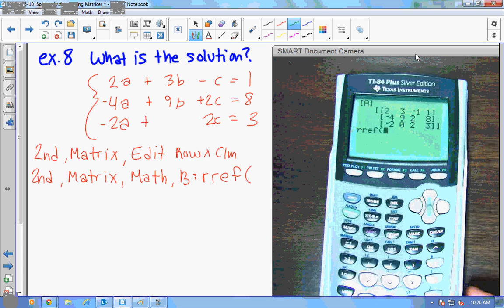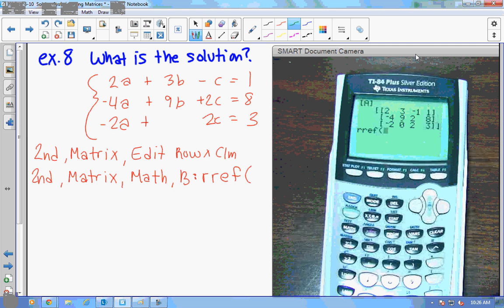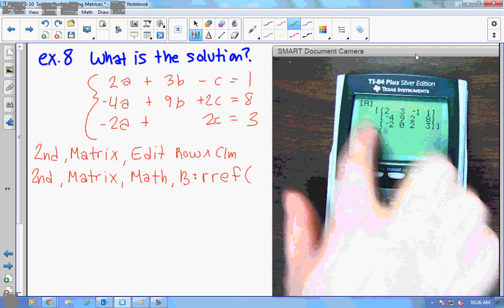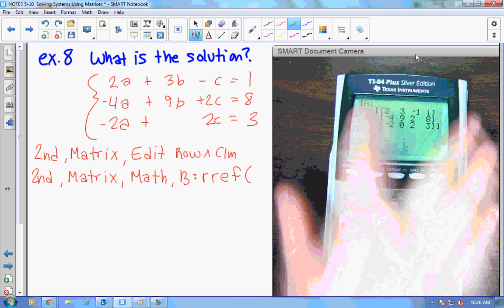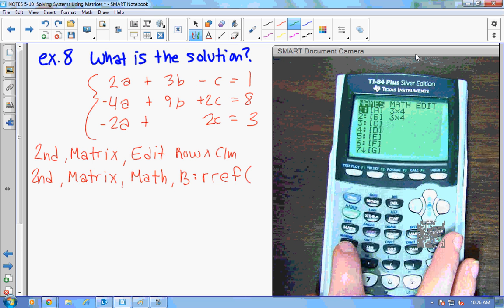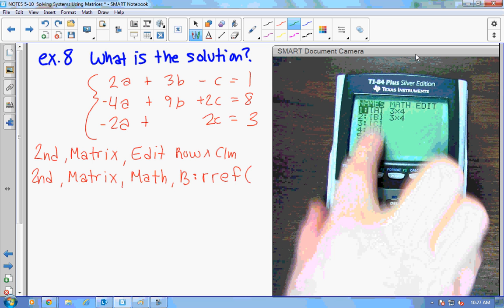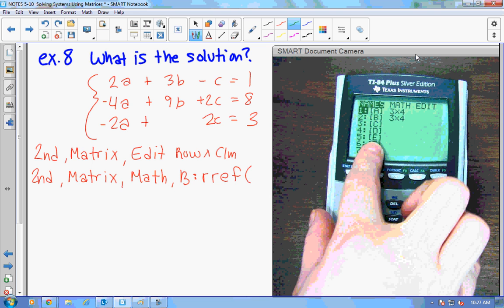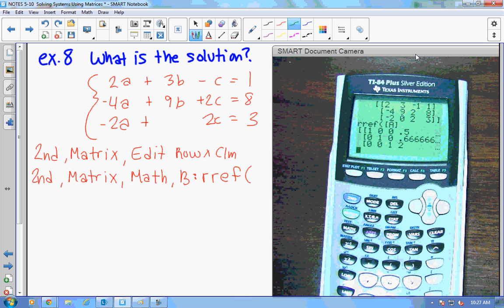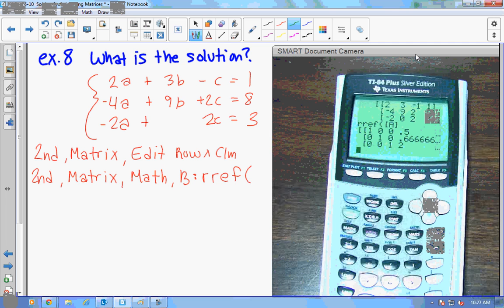Now it just wants to know which matrix you want to reduce. What did we name our matrix? A. So we get A by going back into second matrix. Which one's A? Number 1. Enter. Aha! There's the solutions.